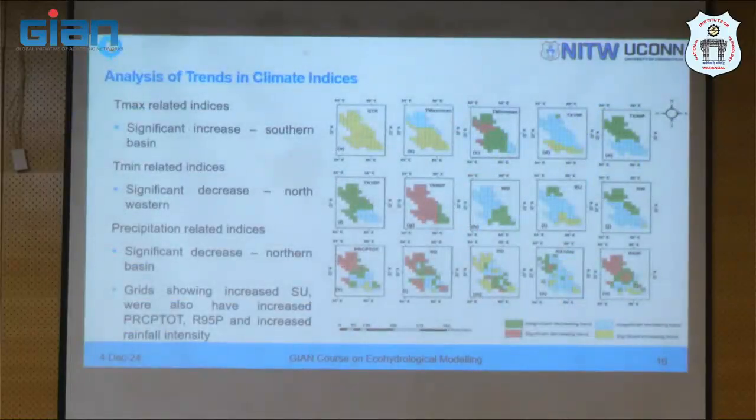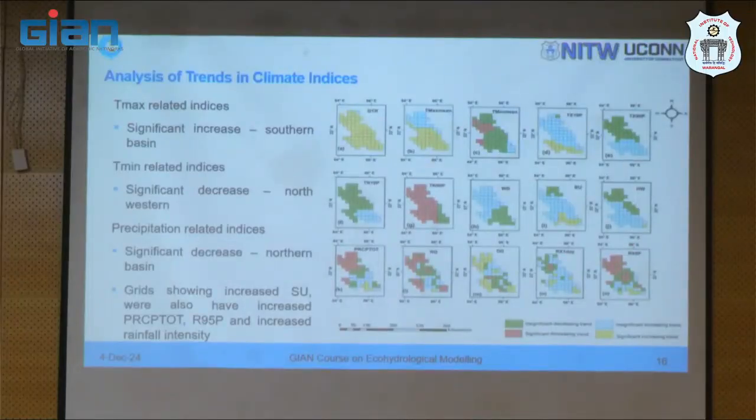Now, coming to other indices, we have computed 15 indices. This is your diurnal temperature range, which is bound to increase because maximum is increasing and minimum is decreasing. Then mean of maximum temperature, mean of minimum temperature, 10th percentile of maximum temperature, 90th percentile of maximum temperature, 10th percentile of minimum temperature, 90th percentile of minimum temperature, wet days, summer days, heat wave, then total precipitation, rainy days, dry days, then you have maximum 1 day precipitation and 95th percentile.